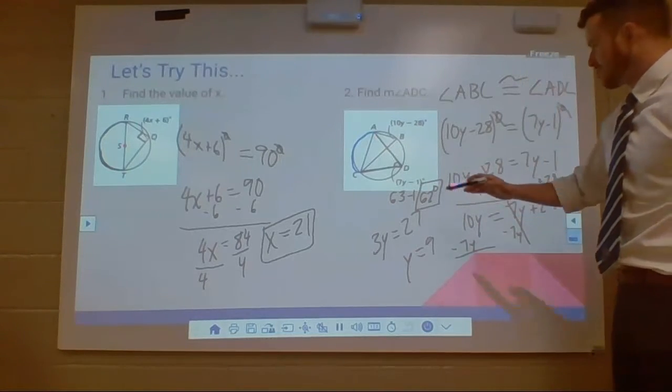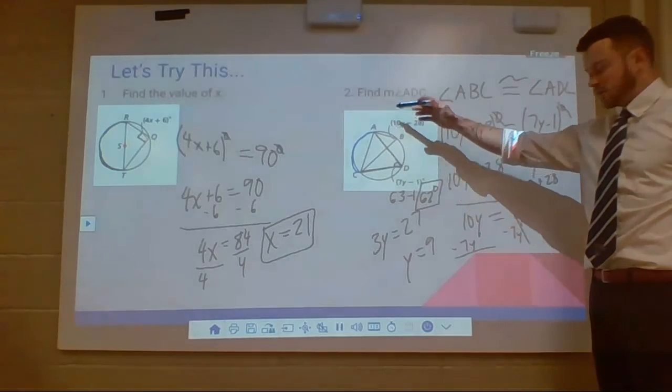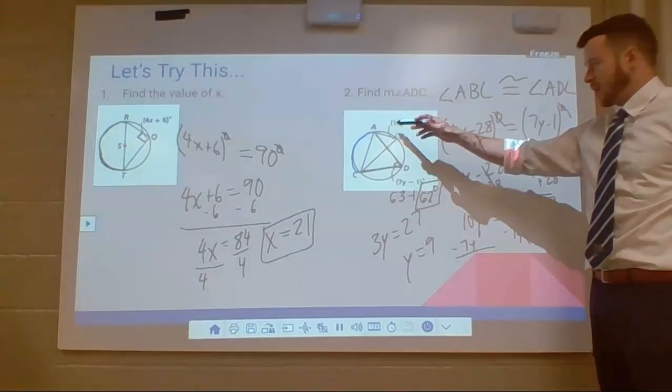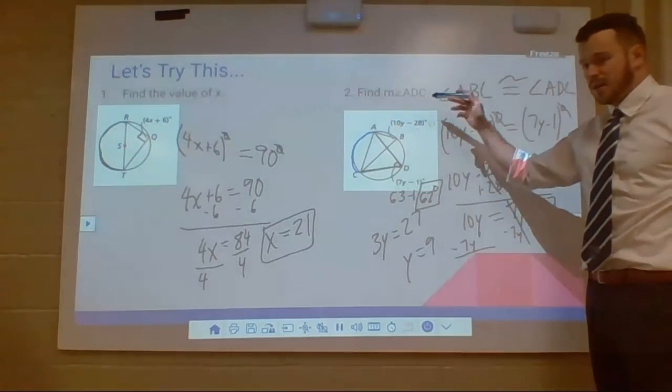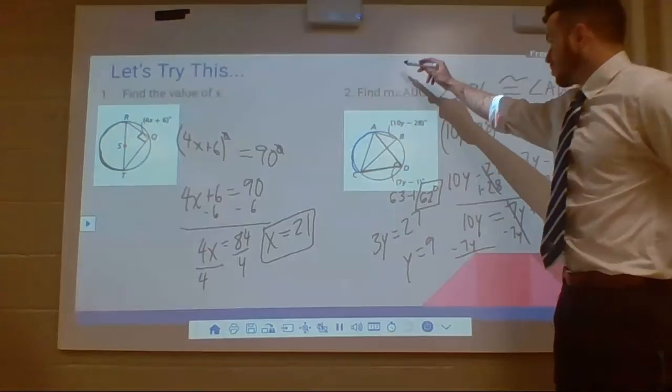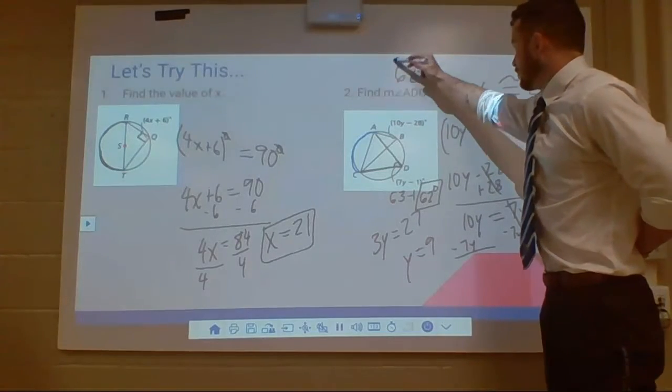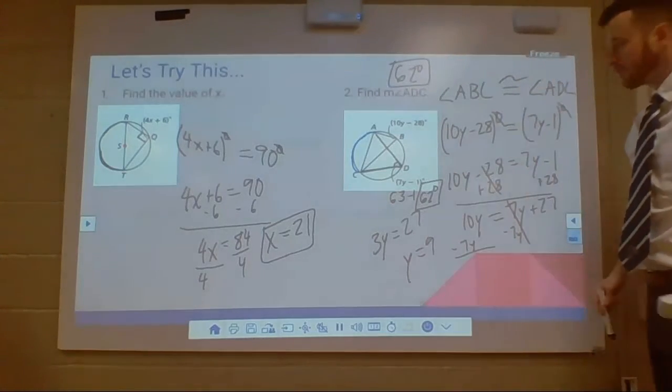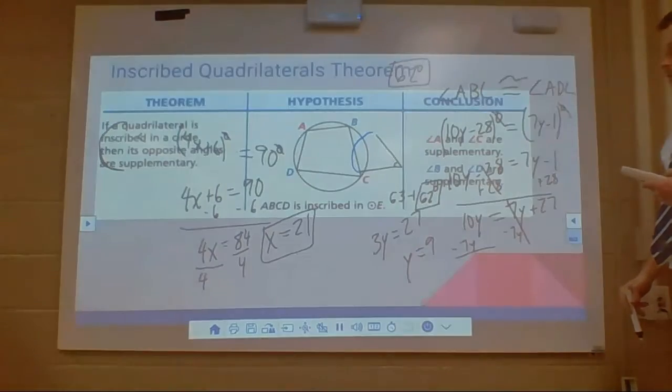Okay? And then you can check this with the other angle. We should get 62 degrees for the other angle, right? So 10 times 9 is 90. 90 minus 28 is also 62 degrees. So the measure of angle ADC is 62 degrees. All right. Let's move on.